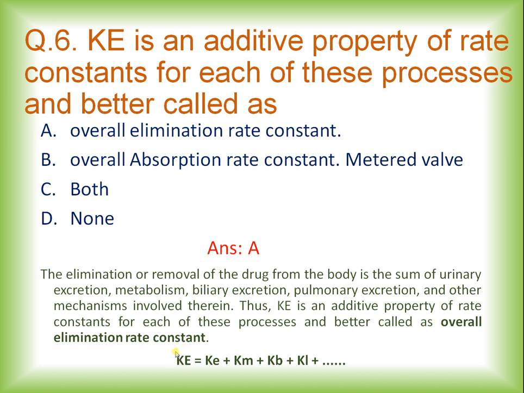And you have an equation by which you can calculate this Ke, that is the elimination rate constant or overall elimination rate constant, which is equal to Ke, it means urinary excretion; Km, M stands for metabolism, from the liver; Kb, it stands for biliary excretion; Kl, it stands for pulmonary excretion. This El means it is lungs, and other mechanisms involved therein.